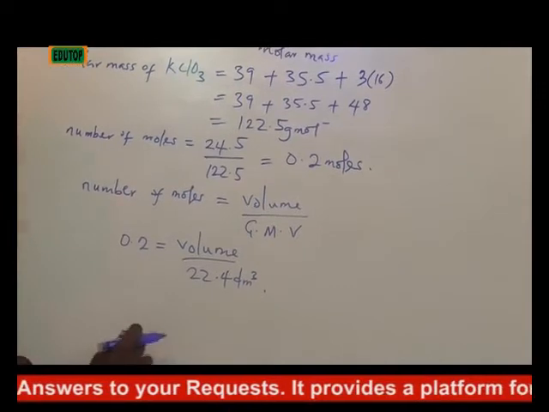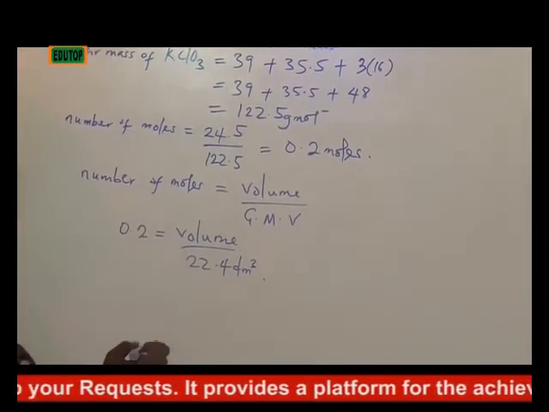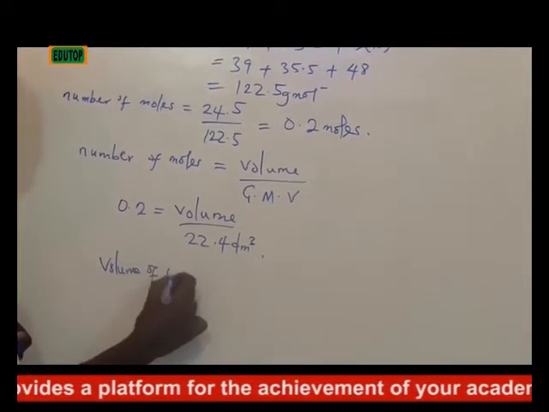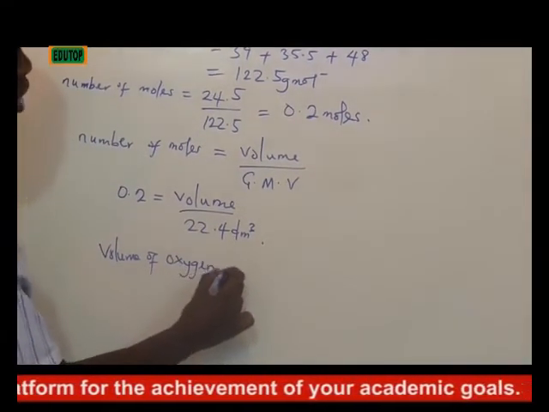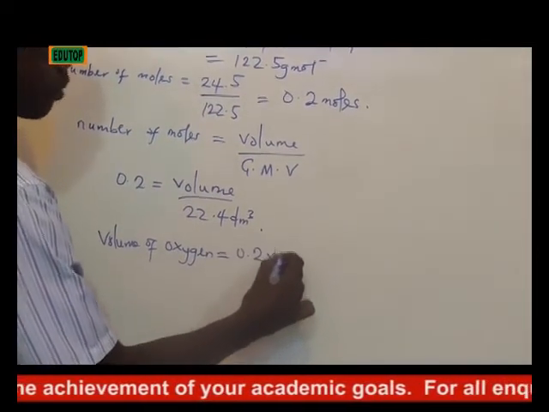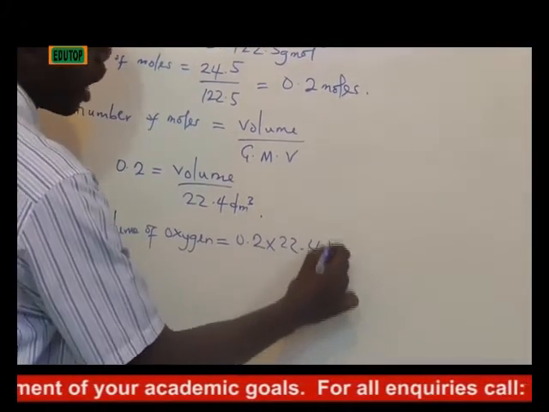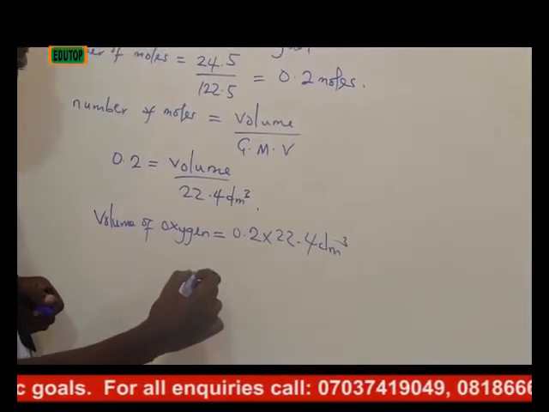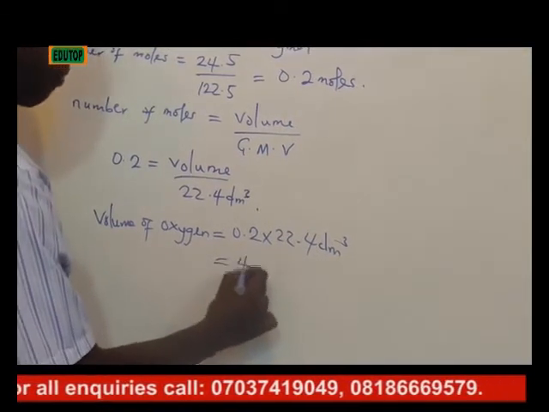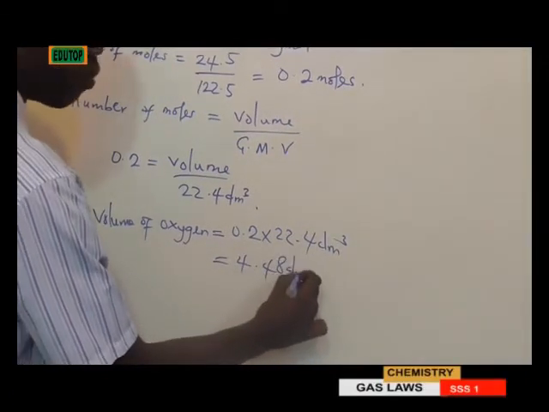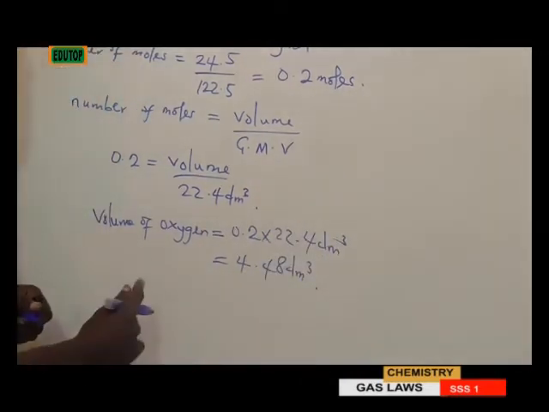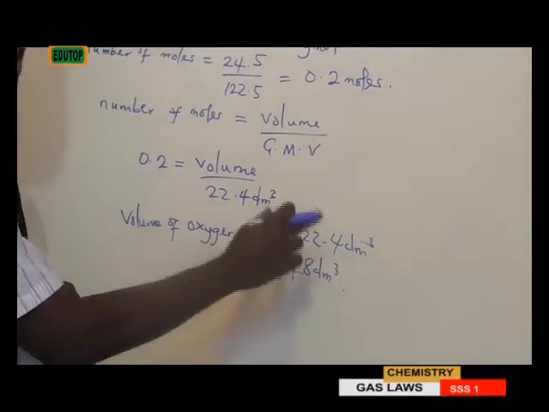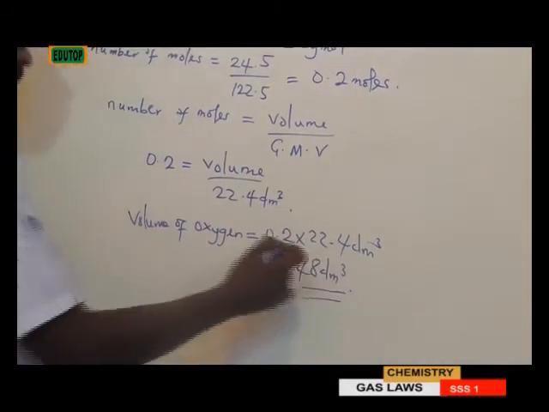Then if you are looking for the volume of oxygen here, you cross multiply. When you cross multiply, then the volume of oxygen automatically will give you 0.2 times 22.4 dm³. And when you multiply 0.2 by 22.4 dm³, you will arrive at 4.48 dm³. Therefore, the volume of oxygen is equal to 4.48 dm³. That is the answer to question 3.